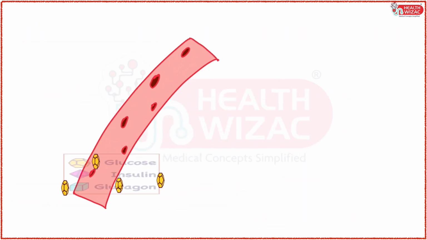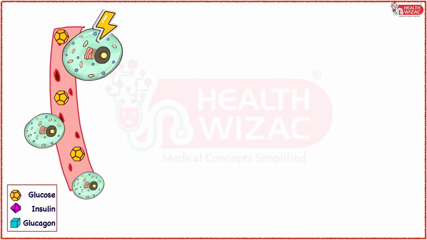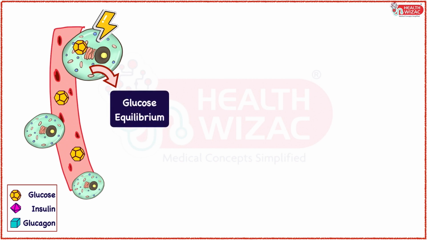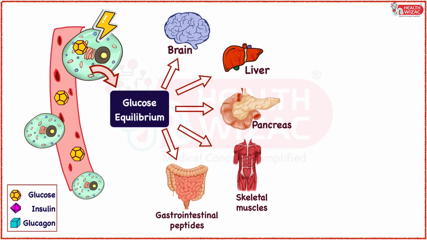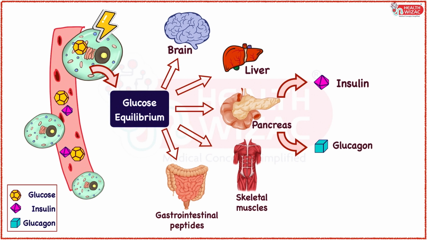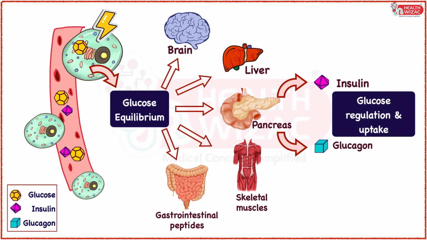In normal healthy subjects, primary energy source is derived from glucose, whose regulation and control, that is glucose equilibrium, is maintained by brain, liver, skeletal muscle, pancreas and gastrointestinal peptides. Pancreas produces two important hormones, namely glucagon from alpha cells and insulin from beta cells, which play an important role in glucose regulation and uptake. Insulin facilitates entry of glucose in cells and makes it available for use.